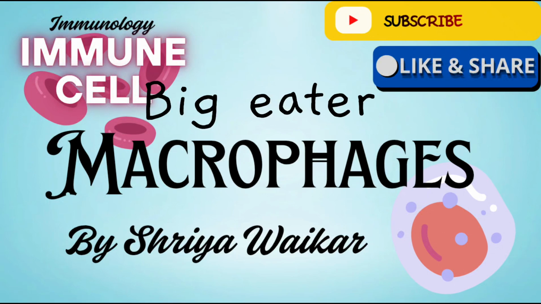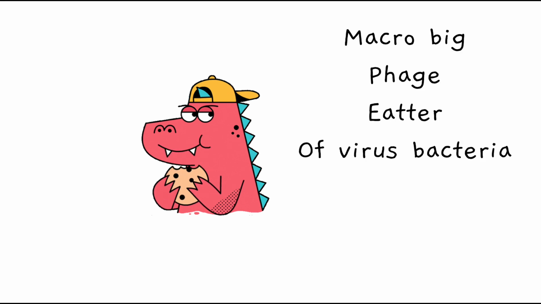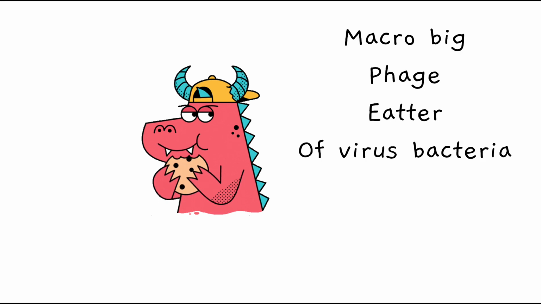What is a macrophage? Macro means big and phage means eater. So a macrophage is a big eater of the immune system. It is derived from the Greek words macro, meaning big, and phage, meaning to eat.